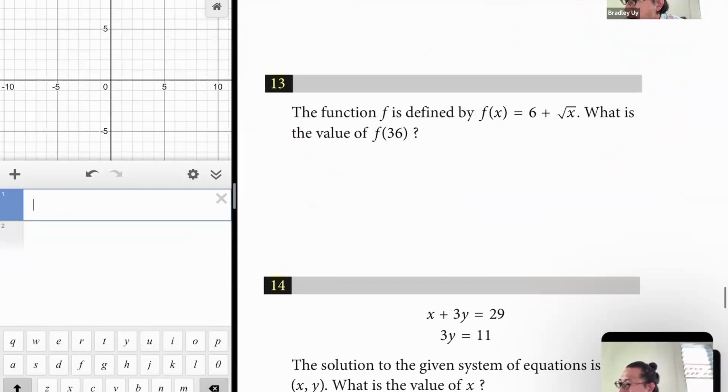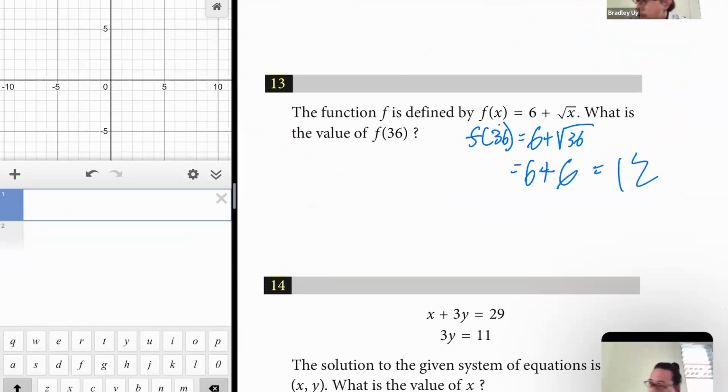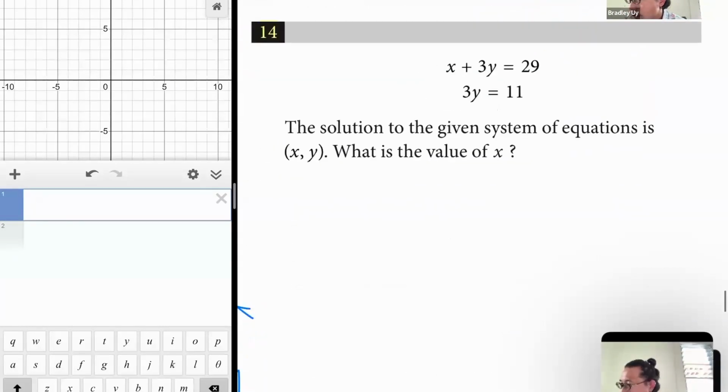13. F of x is defined as this. F of 36, we've kind of talked about function notation on one of these. The x value is 36, so we're plugging in 36 right where we see an x. The 6 plus the square root of 36, which is another 6, so the answer is 12. Okay? All right, next question.